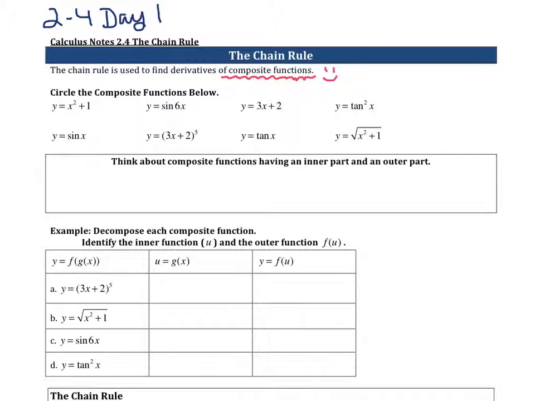We are going to be spending 4 days on the chain rule alone. So this whole entire week is going to be all dedicated towards the chain rule and mastering it.